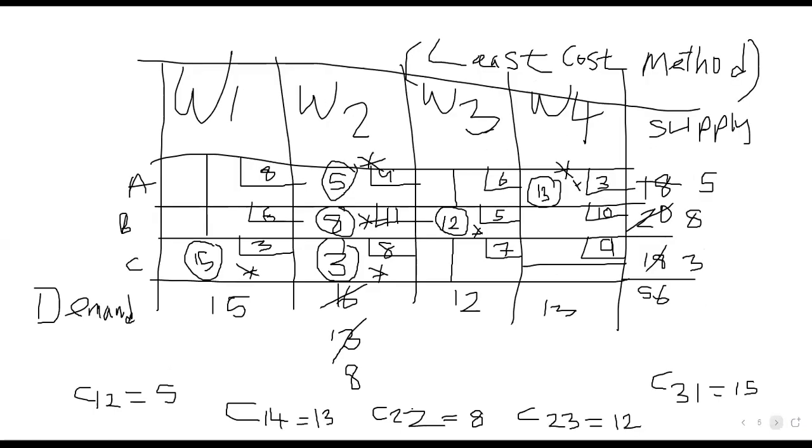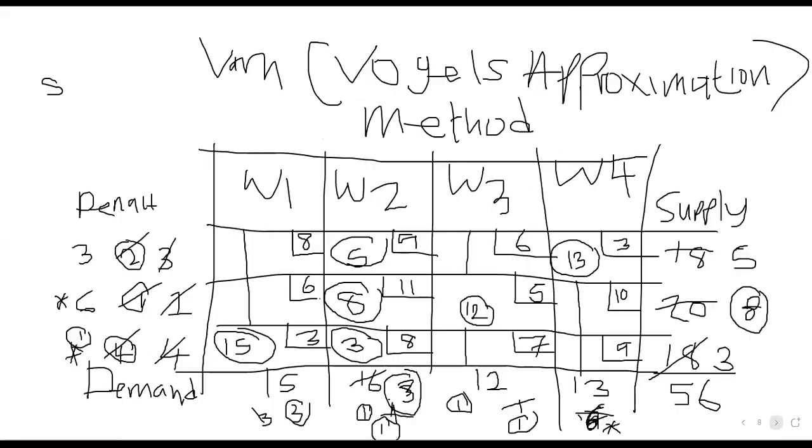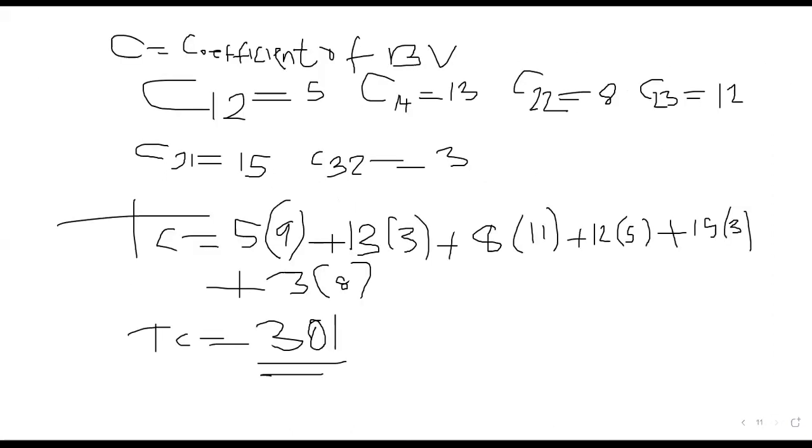Please take note. And then we have the northwest corner method. It's not a good method because it overstates the cost. So VAM is the best method because it minimizes the cost. Okay.